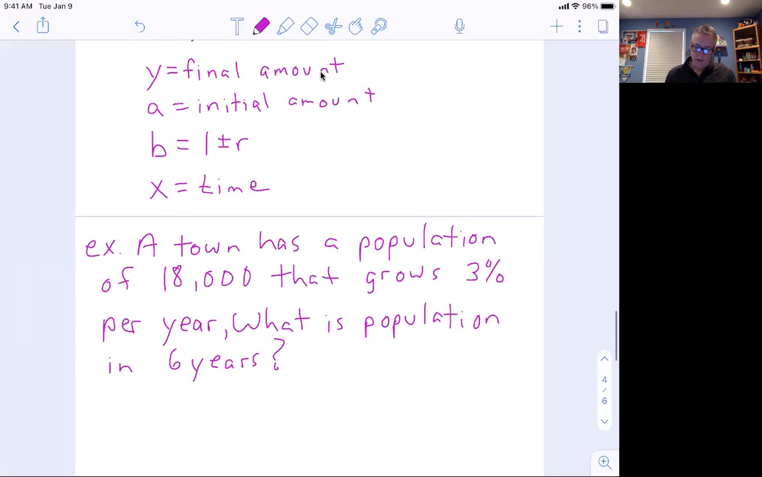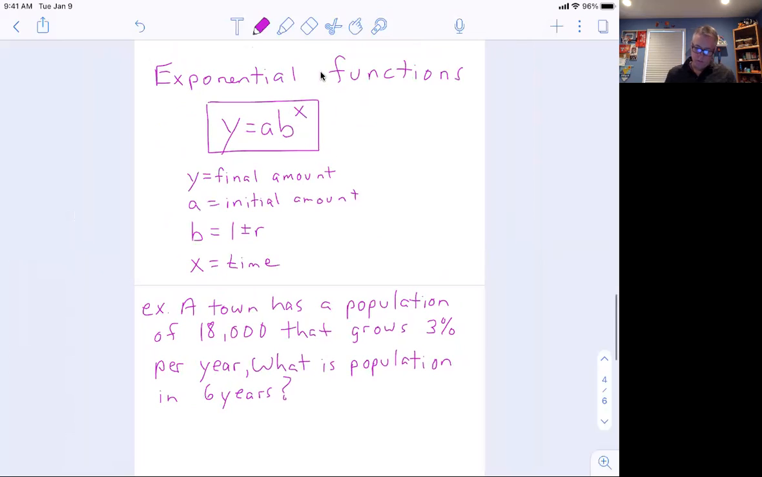All right, so again, a town has a population of 18,000 growing at a rate of 3% per year. What is the population in 6 years? Well, it's growing, so it's going to be more than 18,000, of course.